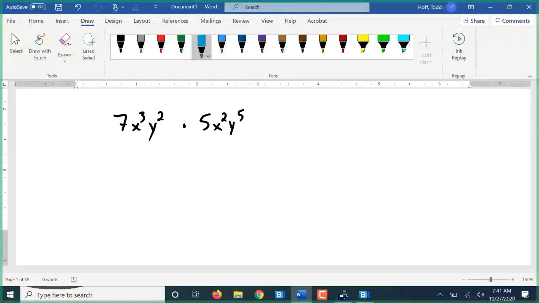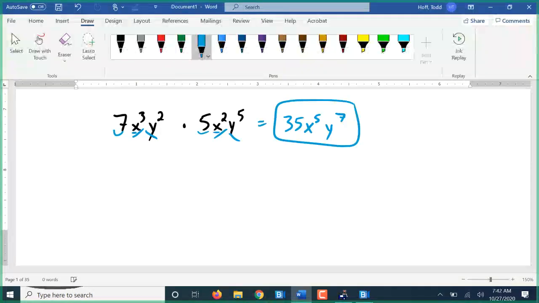Okay, so we're going to multiply here. We combine the counts. 7 times 5 is 35. Then we combine each name separately. X to the third times x squared. When we multiply exponents with the same base, those both have a base of x, we're adding powers. So x to the third times x squared is x to the fifth. 3 plus 2 is 5. Y squared times y to the fifth is y to the seventh. 35x to the 5th, y to the 7th.